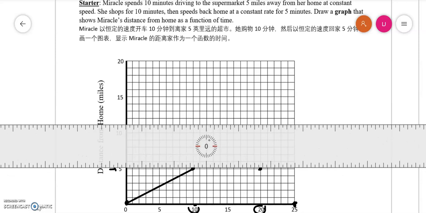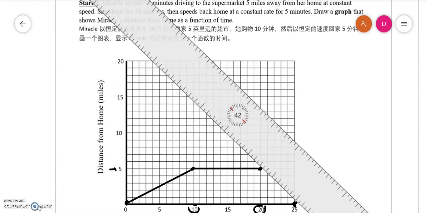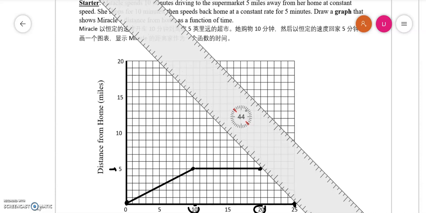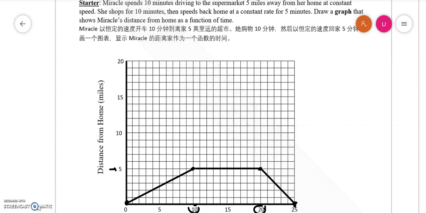I love this ruler. Then one last line. All right. Hopefully this graph looks kind of familiar, but we'll talk more about it in a minute.